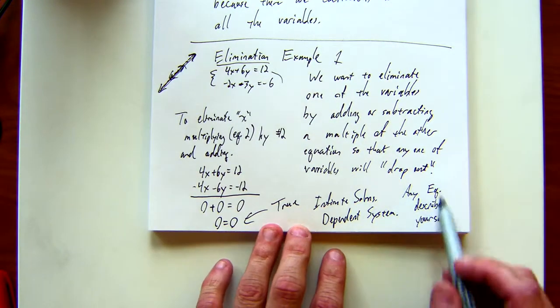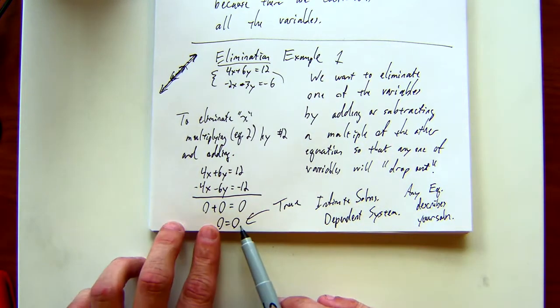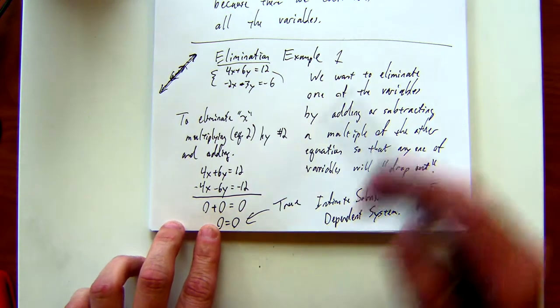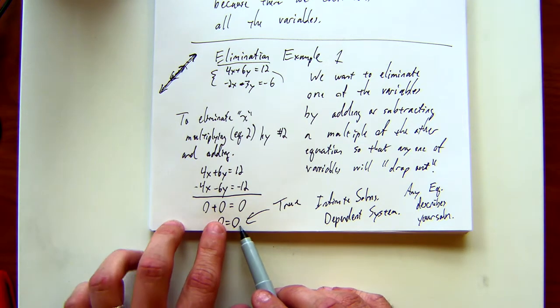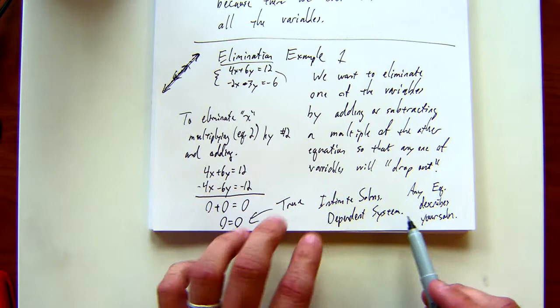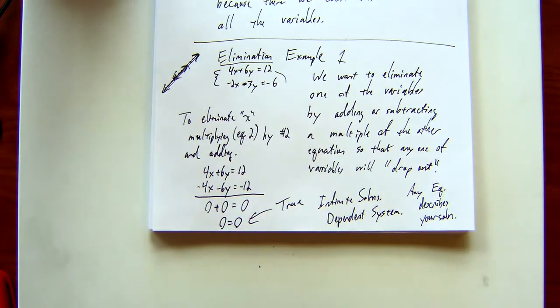I'm not going to worry about that too much, as long as you can identify, when you're trying to do elimination or substitution, if you get a true statement. There was a problem like this on your last test. You get a true statement, you have infinite solutions, and we call that a dependent system. Any questions?